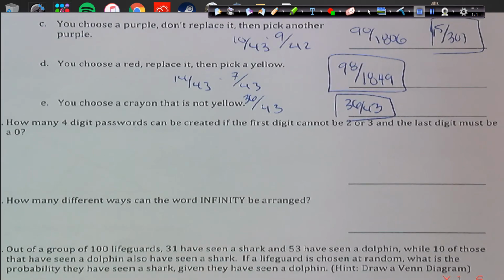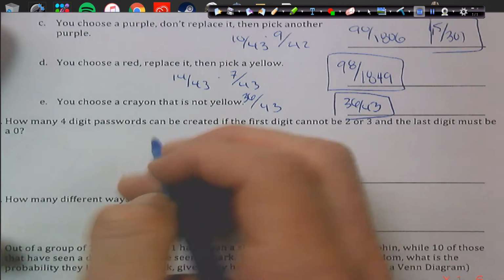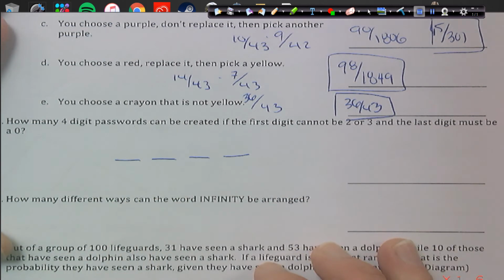Alright. 67. How many 4-digit passwords can be created? The first digit cannot be a 2 or 3. The last digit must be a 0. 1, 2, 3, 4 decisions I need to make.